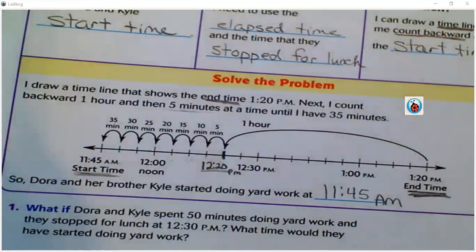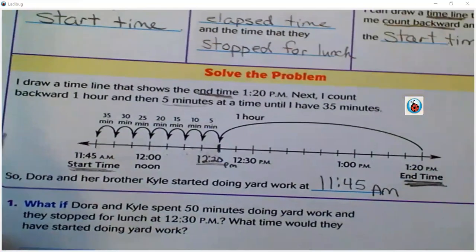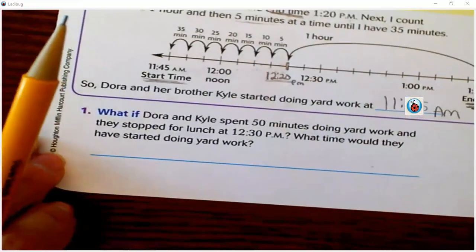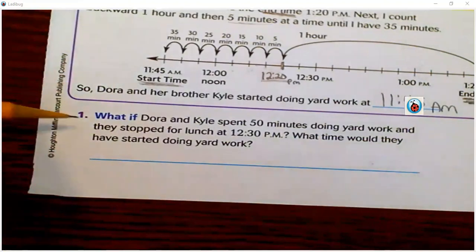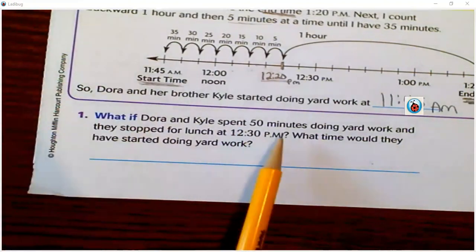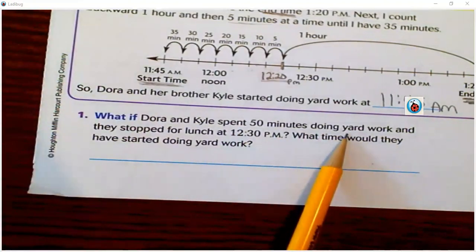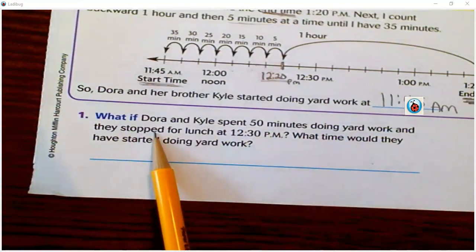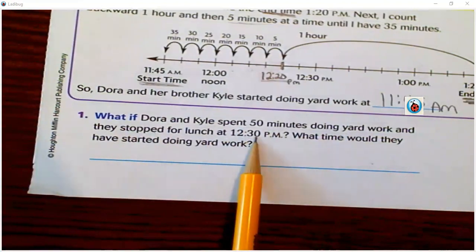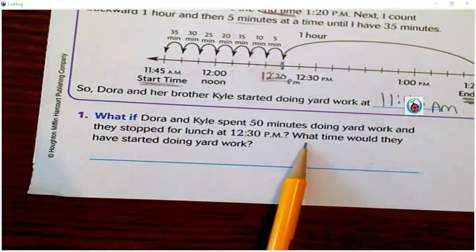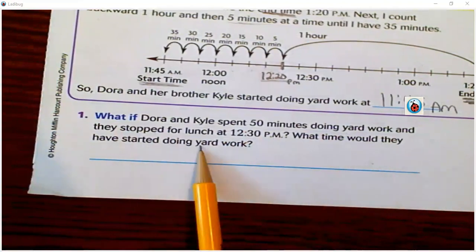Okay, thanks for sticking with me. Let's take a look at the next question. It says, what if Dora and Kyle spent 50 minutes doing yard work and they stopped for lunch at 12:30 p.m.? What time would they have started doing yard work?